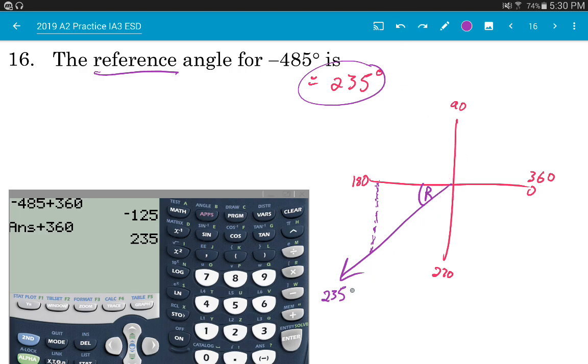So what is this angle? Well, it's the difference between 235 and 180. So 235 minus 180, and that's going to be 55 degrees. That's what a reference angle is. It's the angle inside the triangle, inside the unit circle, next to the origin.